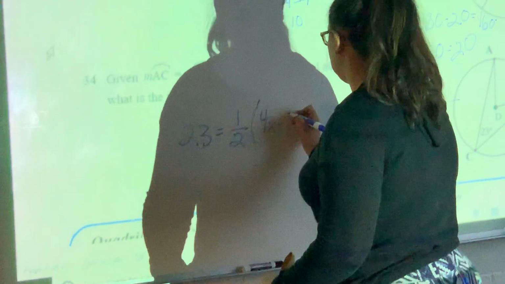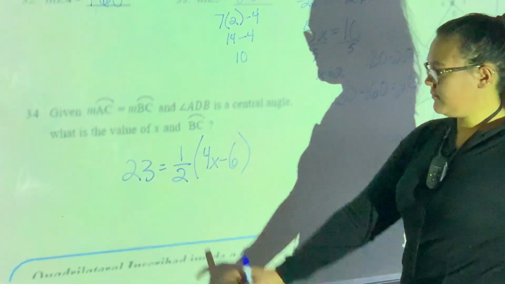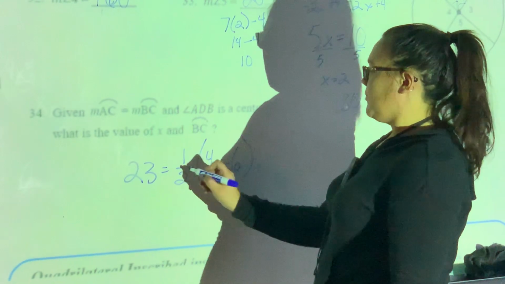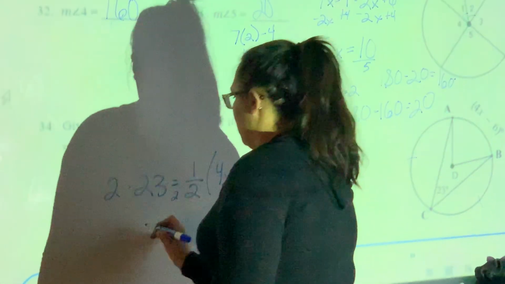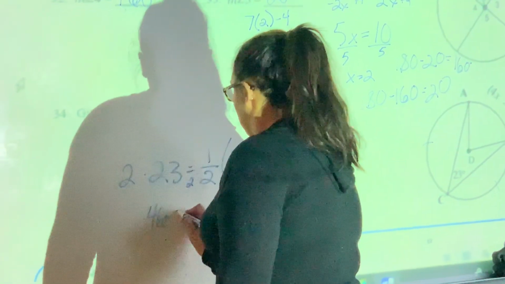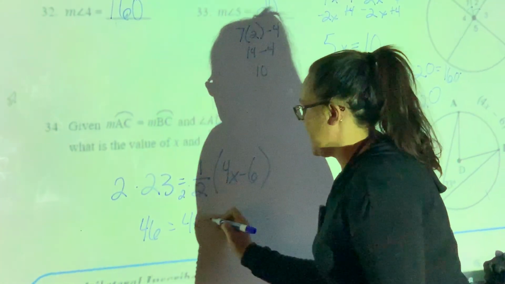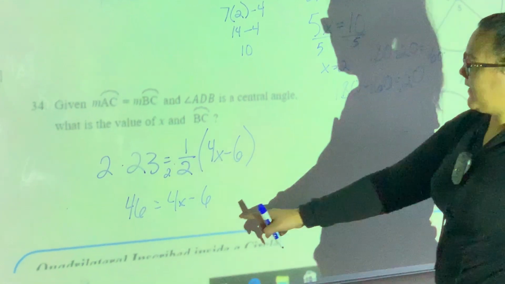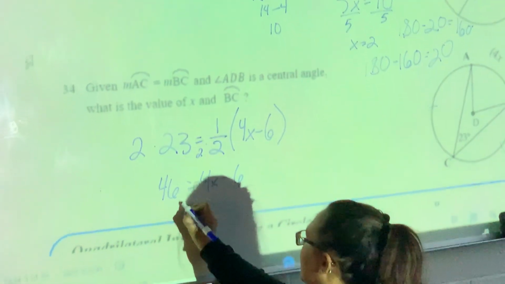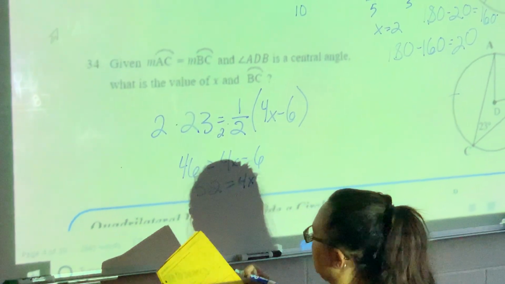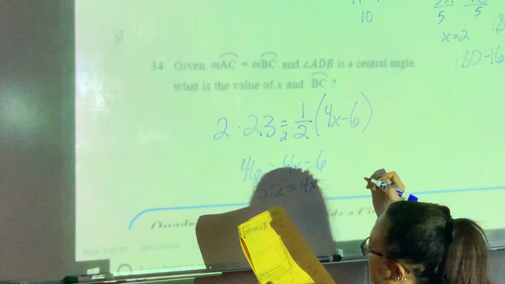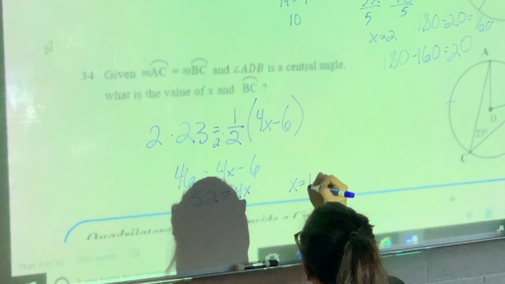So 23 equals 1/2 times 4x minus 6. We can get rid of this 1/2 first by multiplying each side by 2. 46 equals 4x minus 6. You add 6 to each side. That gives us 52 equals 4x, and x equals 13.